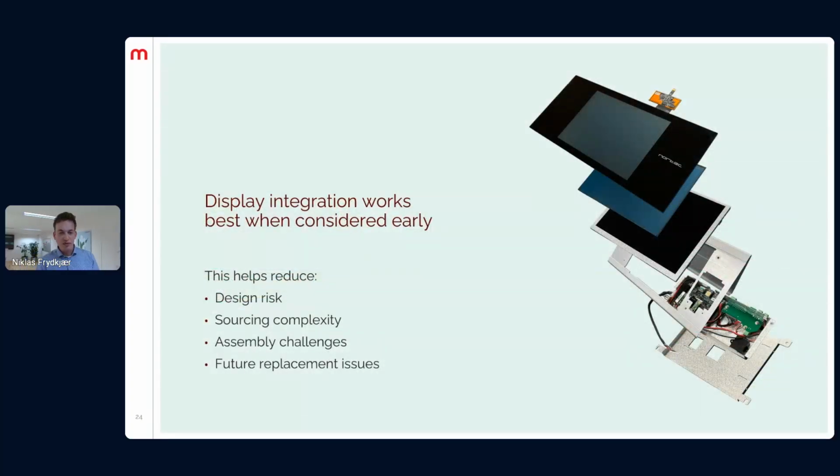So to sum it up, display integration is not only about choosing the right display. That is an important part of the process, but the display also has to work together with the rest of the HMI: the keypad, touch function, front layer, sealing, cables, housing, and mechanical assembly. So the main takeaway from today is, do not treat the display as a separate component for too long. Think of it as a part of the complete HMI from the beginning. This can help reduce sourcing complexity, design risk, assembly challenges, and future replacement issues.